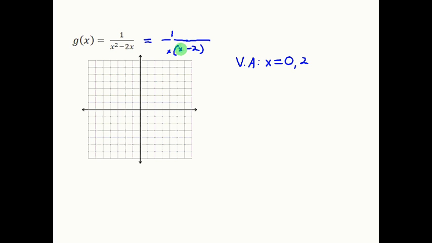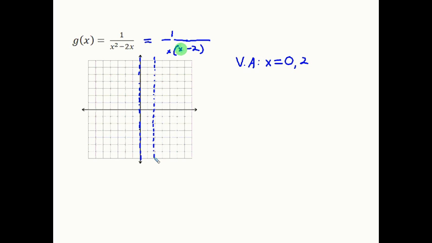So those are the values that make the denominator equal 0. Those are vertical asymptotes. So what we do is we draw some dotted lines at those spots. So x equals 0 is a vertical line. It's actually the y-axis. And x equals 2 is a vertical line that goes through 2 on the x-axis. So those are vertical asymptotes. Our lines will not cross those.